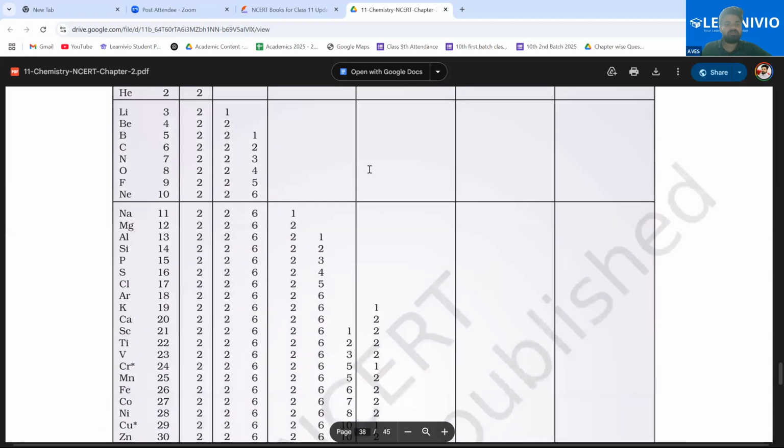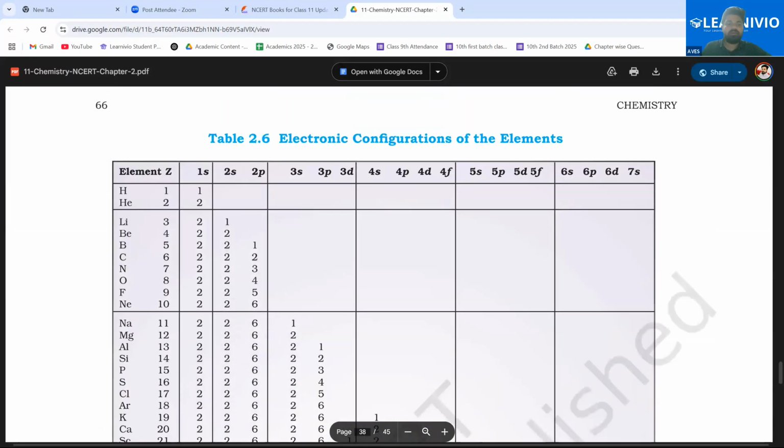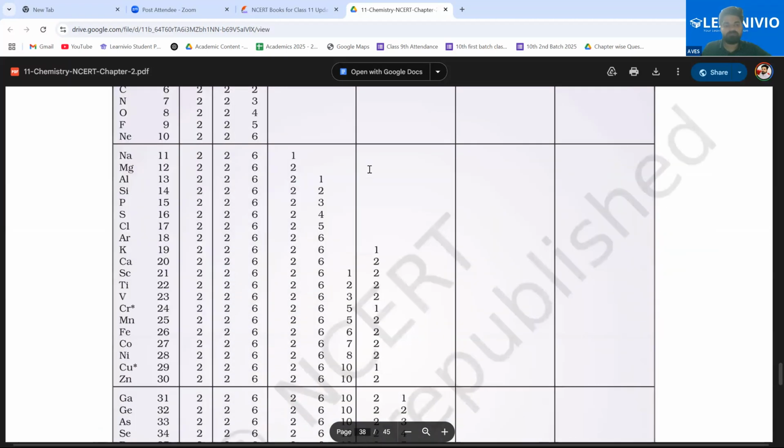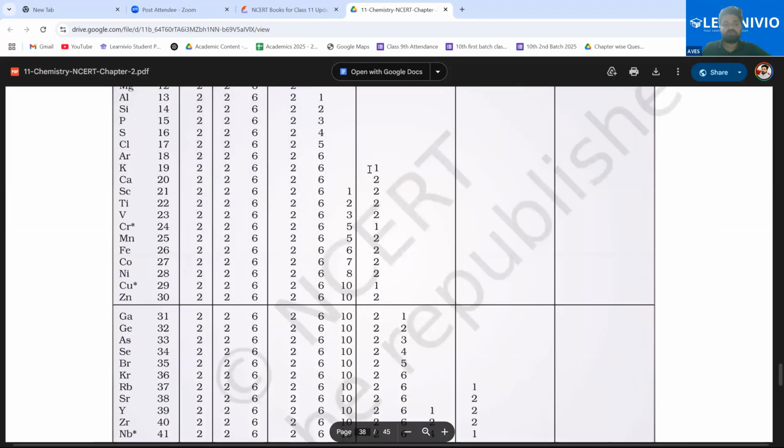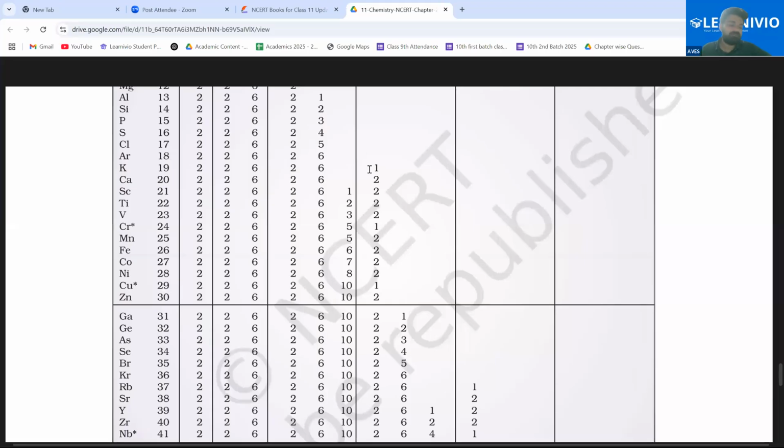Okay, this is the electronic configuration of element. So here it is atomic number, okay, and magnesium up to calcium we have 20, then 21. So I ask you to write the electronic configuration of which element? 24, chromium.